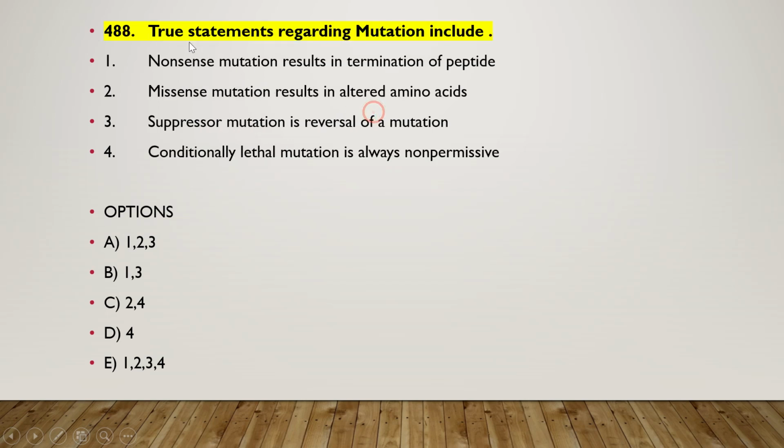Okay, so next one is, true statements regarding mutation include: nonsense mutation results in termination of peptide, missense mutation results in altered amino acid, suppressor mutation is reversal of a mutation, conditionally lethal mutation is always non-permissive. So the right one is option A. So the first three options are correct about the mutation.